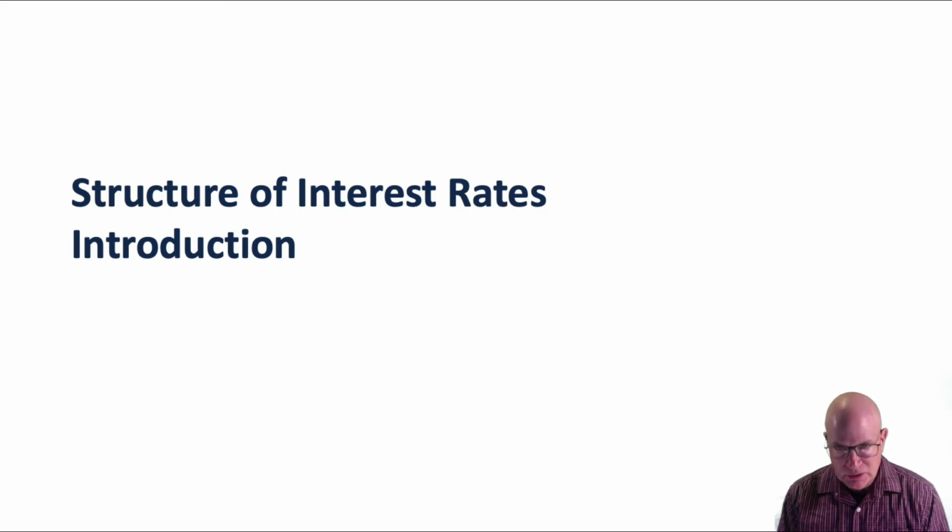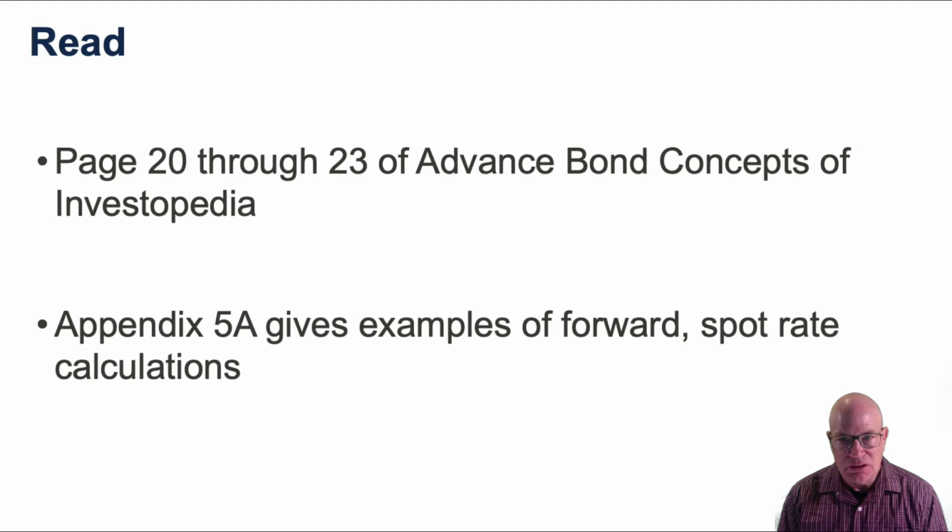The structure of interest rates deals with how yields or interest rates vary across time at a particular point in time when we are taking that estimate. I would suggest that you read two articles that are attached to this week's Compass website, page 20 and 23 of the Advanced Bond Concepts, and that's the Investopedia article. And then Appendix 5A gives examples of forward and spot rate calculations.